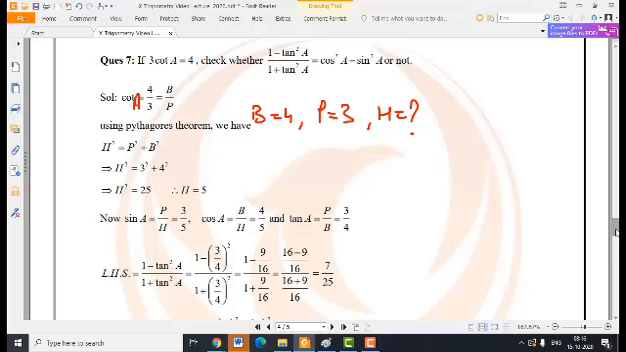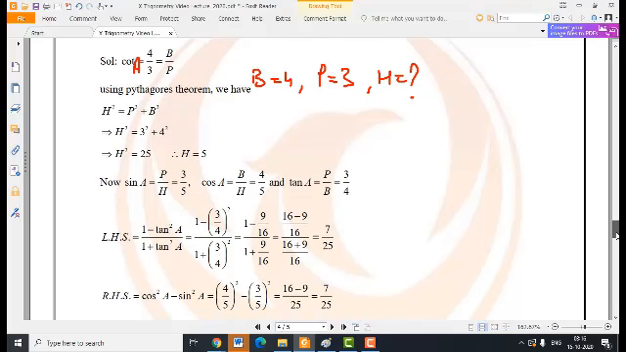Let us try to find the value of right hand side. Now right hand side is nothing but cos square A minus sin square A.